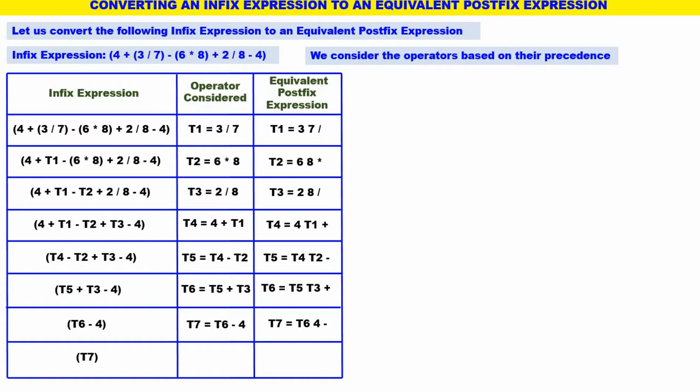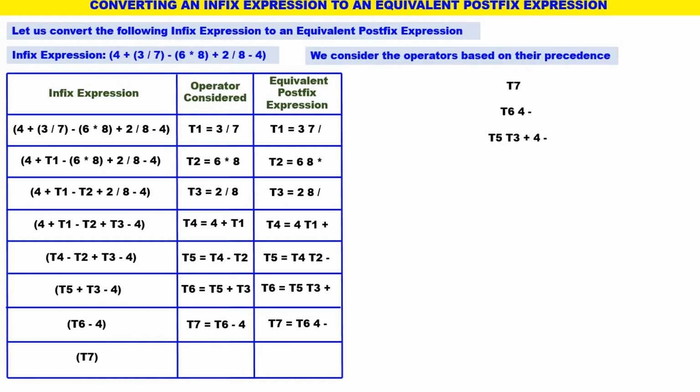Now we shall do the reverse. First write down T7. Now carefully understand. For T7, what is the equivalent postfix expression? Find out. For T7 it is T6 4 minus, substitute. T6 4 minus. Very good. Next you have T6. For T6, what is the postfix expression? Find out. T5 T3 plus. 4 and minus will remain as it is.